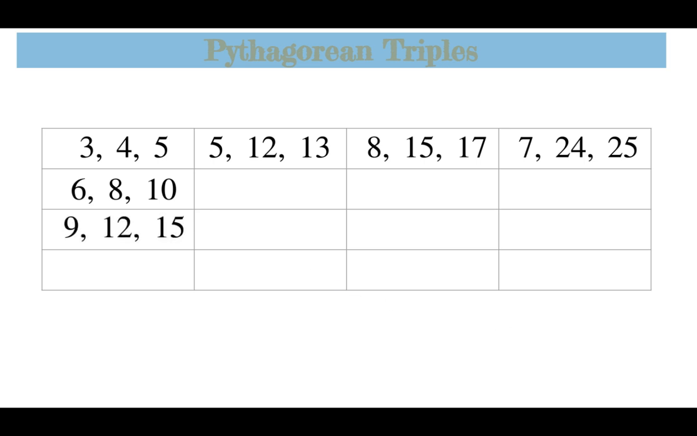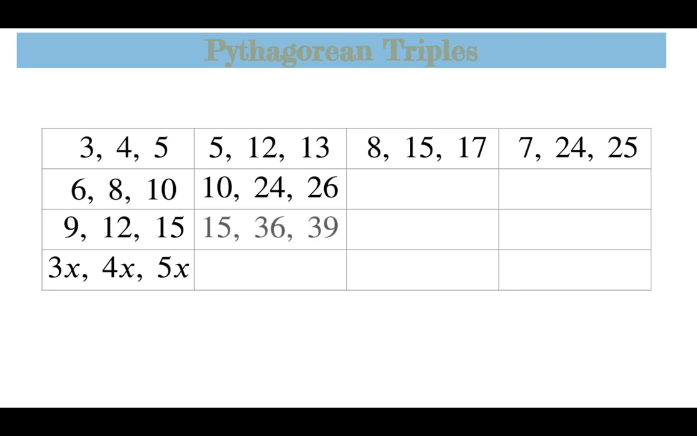We have, if we multiply all the sides by 3, we have 9, 12, 15, and this happens for any value that we multiply all 3 sides by. The same for 5, 12, 13. If I increase all of those sides by 2 times, we get 10, 24, 26, 15, 36, 39. And again, we can multiply these 3 values by any number. So I can replace that with 5x, 12x, and 13x.